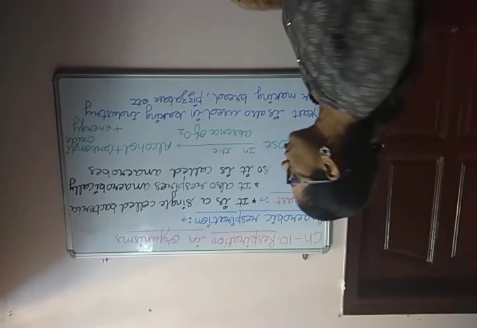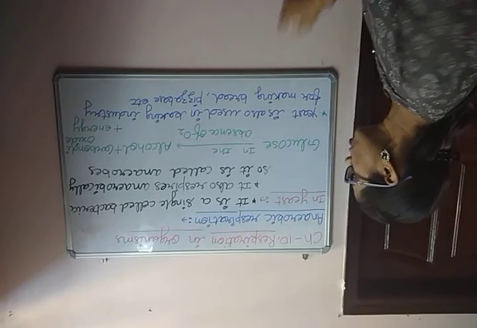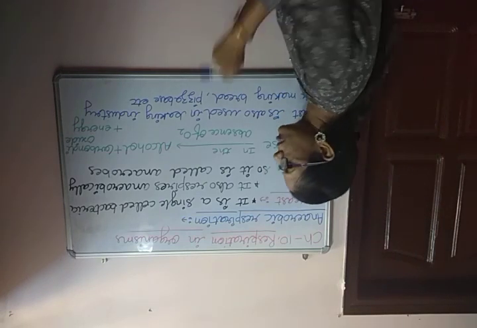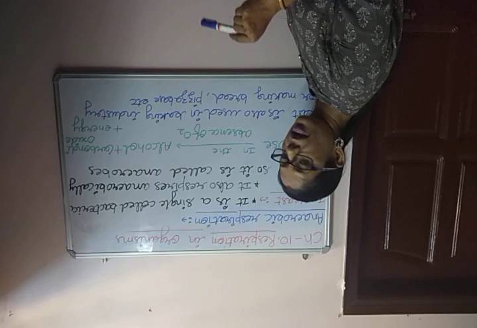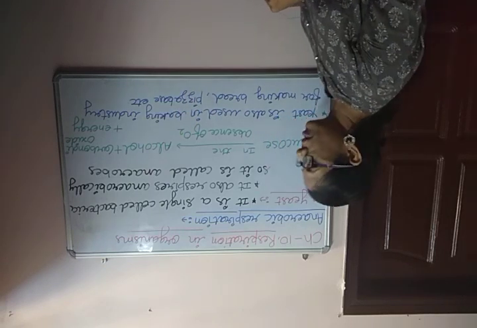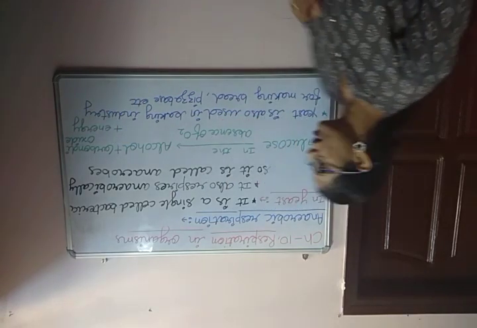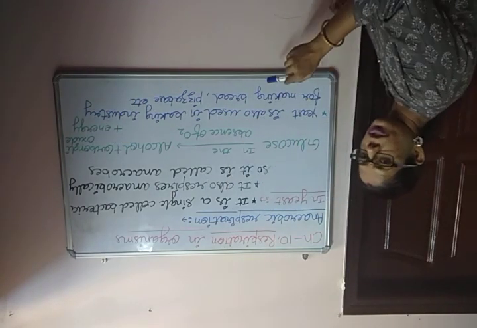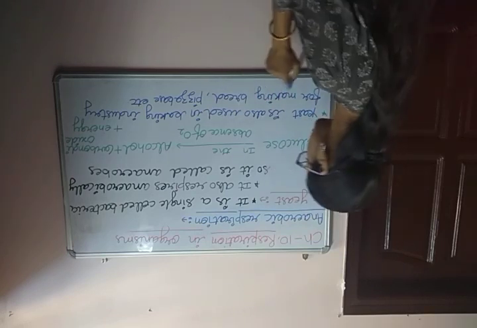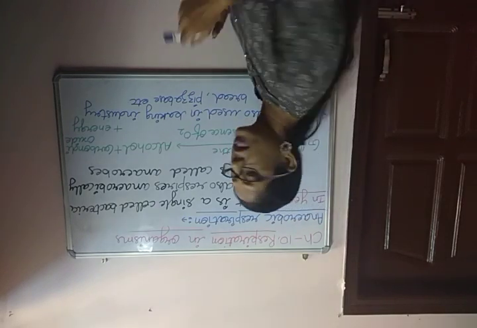So we are saying yeast respires anaerobically. When glucose is broken down in the absence of oxygen, it produces alcohol, carbon dioxide and energy. Due to the production of alcohol, it is used in the wine industry, and it also produces carbon dioxide. So due to the production of carbon dioxide, yeast is also used in the baking industry for making bread, pizza base, etc.